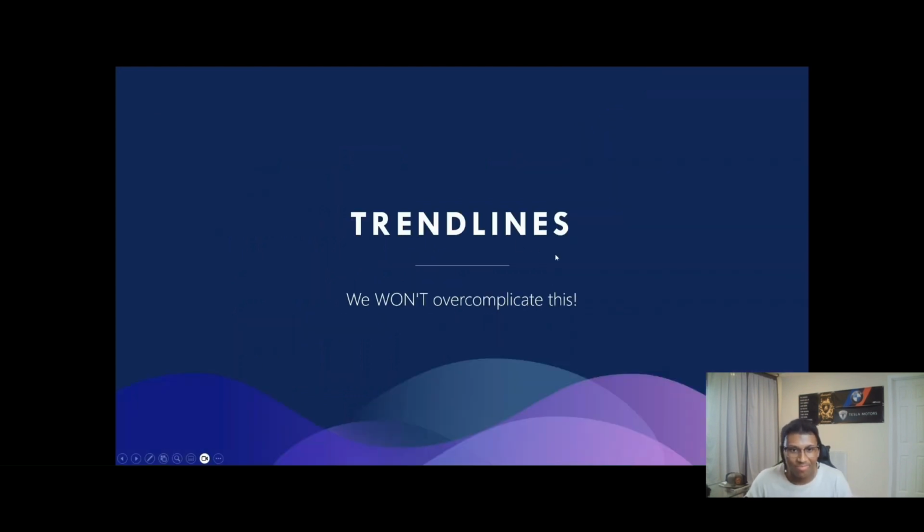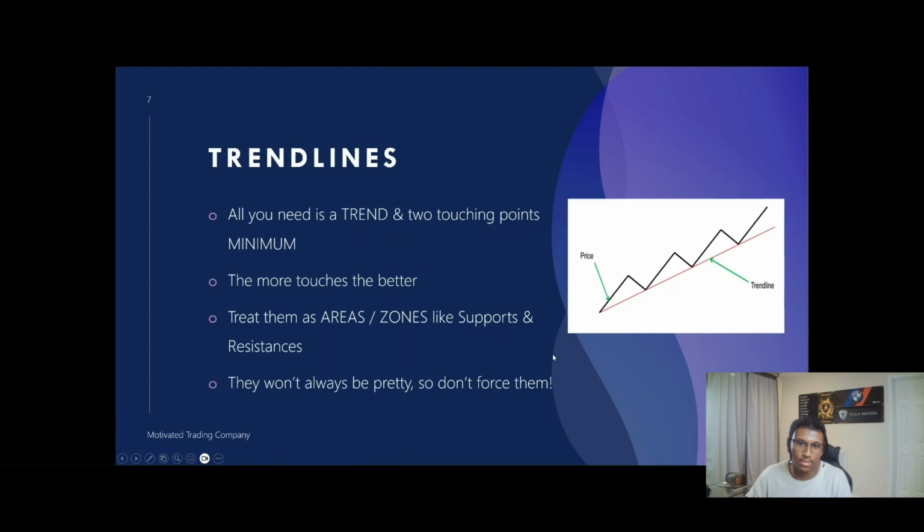Let's continue. Trend lines. Now, let's get into trend lines. We're not going to overcomplicate this. A lot of traders out there will try and put this and put that in, but it's really not that complicated, guys. Once you get the hang of it, once you start using it and applying it, it's literally second nature. So stay with me here, guys. All you need is a trend and 2 touching points minimum to create a trend line.